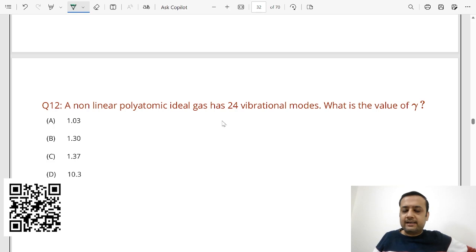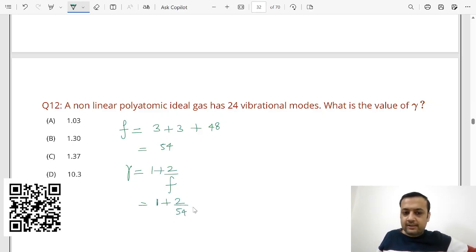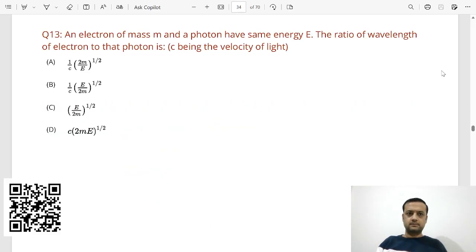A non-linear polyatomic ideal gas has 24 vibrational modes. What is the value of gamma? Very easy question. We know that for a non-linear polyatomic gas, it has 3 translational degrees of freedom, 3 rotational degrees of freedom, and for 24 vibrational modes it will have 48 degrees of freedom, because one vibrational mode corresponds to 2 degrees of freedom. That means this becomes 54 total degrees of freedom, and we know that gamma is 1 plus 2 by f. That means 1 plus 2 by 54. That means this is 1 plus 1 by 27, so this becomes 28 by 27, which will be nearly 1.03.